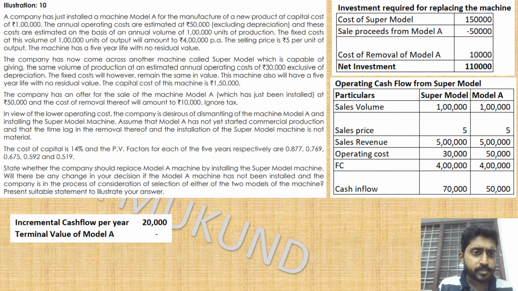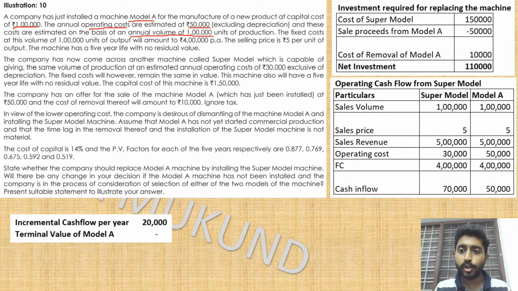The first problem is here. The company has installed a machine, which is model A. So the company has already installed the machine to manufacture a new product. The capital cost of the machine is 1 lakh. The annual operating cost, if you are operating the machine for the whole year, will be 50,000 excluding the depreciation. That is a cost without depreciation, and these costs are estimated on the basis of annual volume of 1 lakh.